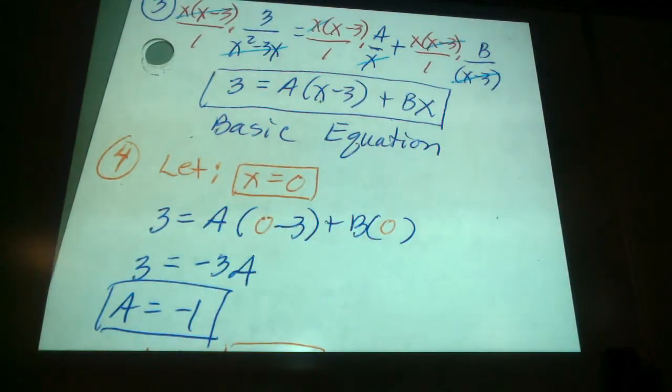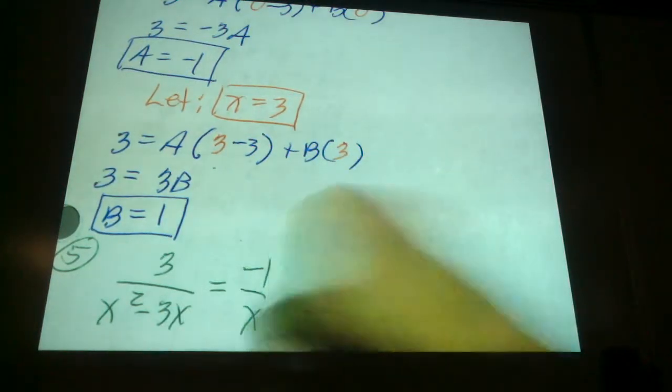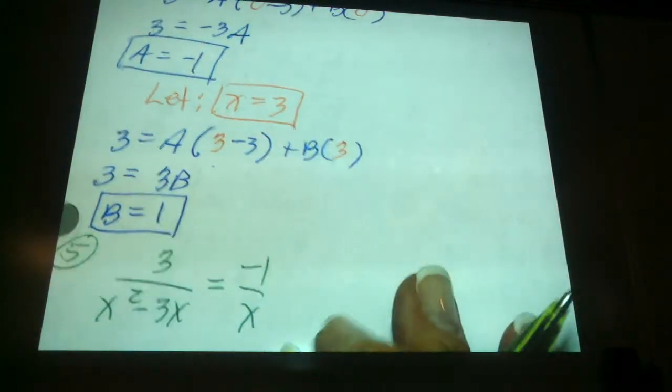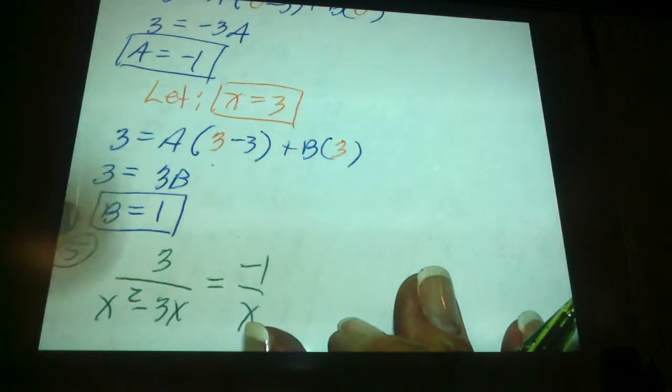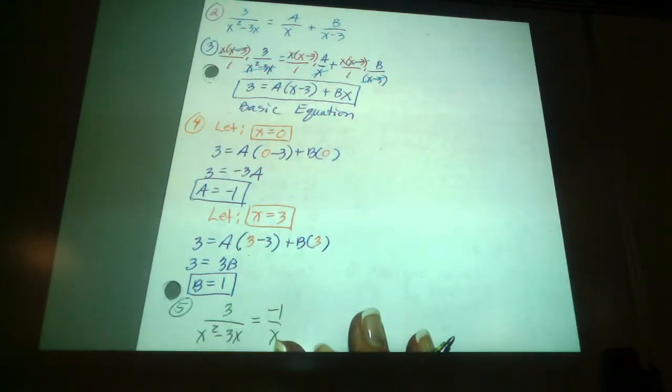All right, so my a was negative 1, so I'm going to replace this a here with negative 1, so it'll be negative 1 over x. And then my b was 1, so I'm going to zoom back out. My b was 1.